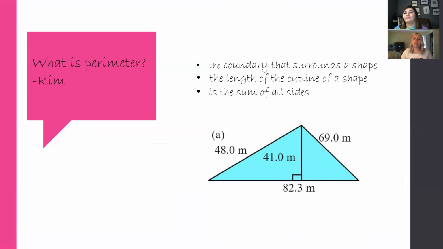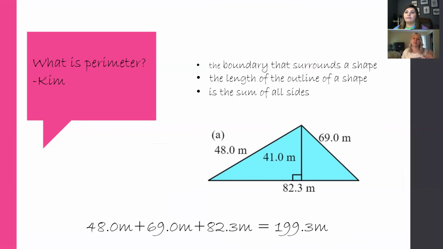I presented this image just to point out a couple of things, and I'll talk about it in just a second. So we have three sides of this triangular shape, and one side is 48 meters plus 69 meters plus 82.3 meters, which will give us 199.3 meters.